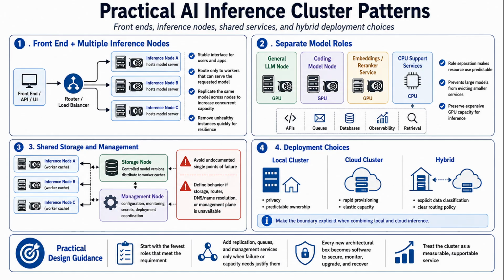Storage and management may also be separated. A storage node can hold controlled model versions and distribute them to local worker caches. A management node can provide configuration, monitoring, secrets, and deployment coordination. Avoid making either service an undocumented single point of failure. Define what happens when shared storage, the router, name resolution, or the management plane is unavailable.